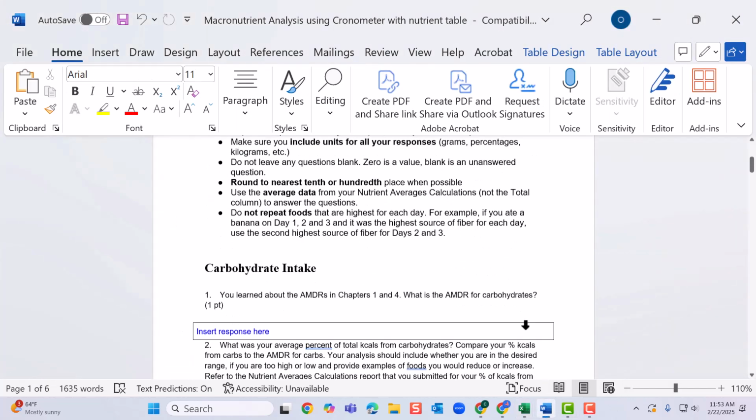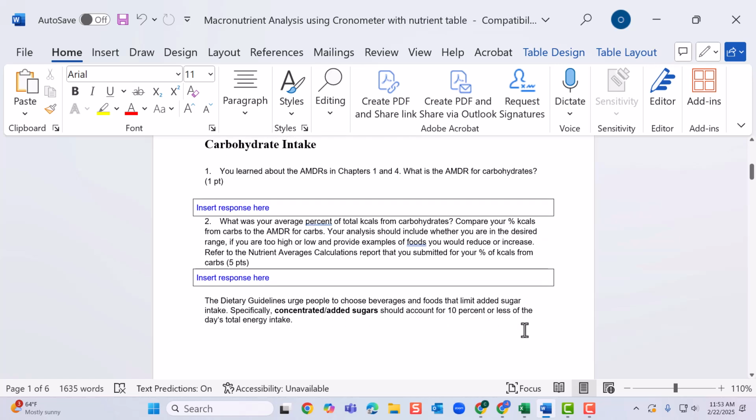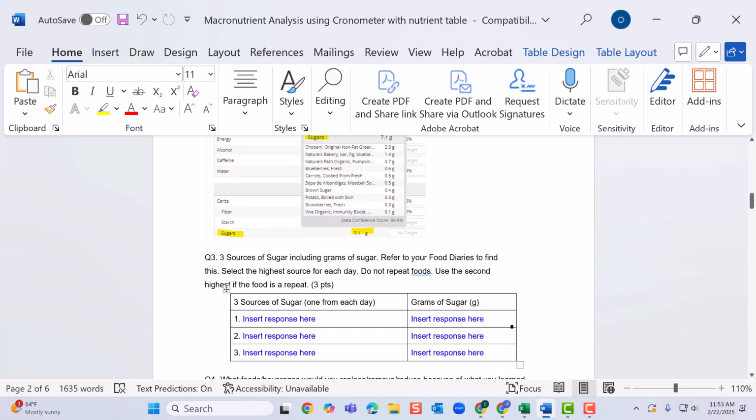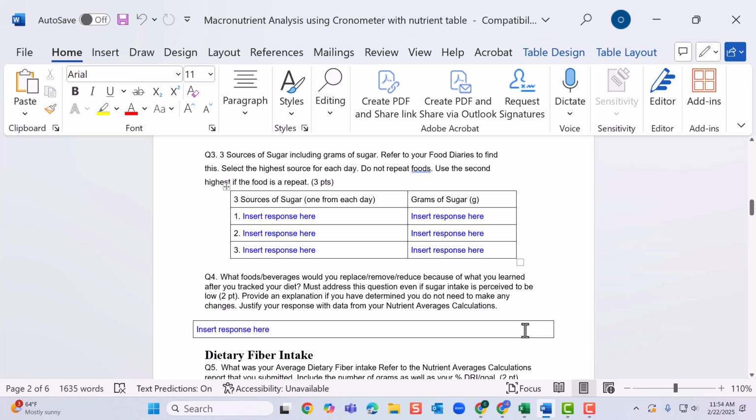Okay, back to the assignment. The first couple of questions are about carbohydrate intake, all carbohydrates that I'm interested in, like your total grams that you had compared to the AMDR. If you don't know what AMDR is, go back to chapter 1. It'll tell you the AMDRs for all macronutrients. We look at sugar, added sugar, and total sugar. I'm really interested in more added sugar, but some of you are actually really good and don't eat a lot of added sugar, so I'm okay with you using total sugar amounts.